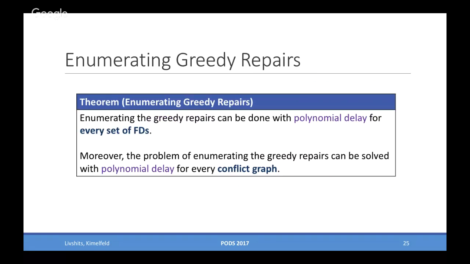And this is the result that we have for greedy repairs. So enumerating the greedy repairs can be done with polynomial delay for any set of functional dependencies and actually for any conflict graph. Okay, because conflict graphs can represent not only functional dependencies, but any constraint that is defined over pairs of facts.